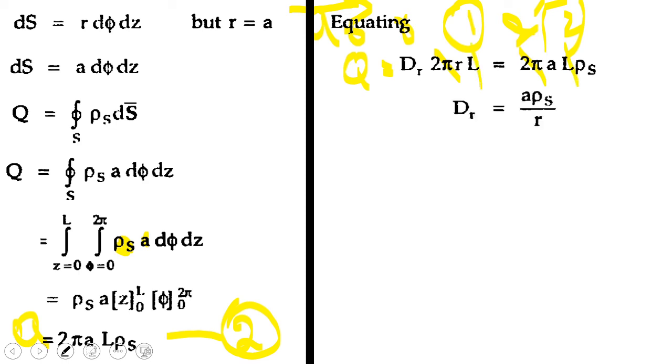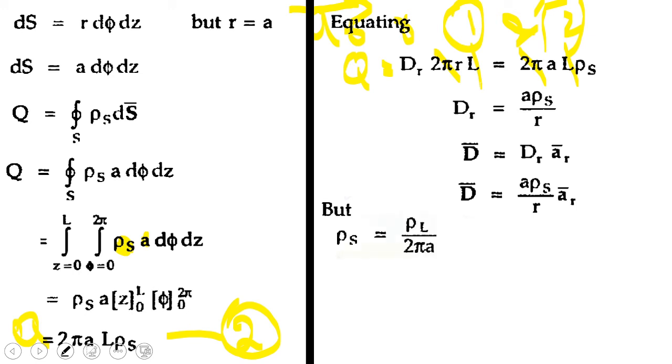dr is equal to A rho s divided by R. Here only R is there. Take that to the other side. You will get A rho s divided by R. Now D is equal to dr into AR vector. So D will be equal to dr into AR vector. So this will be equal to A rho s divided by R into AR vector.